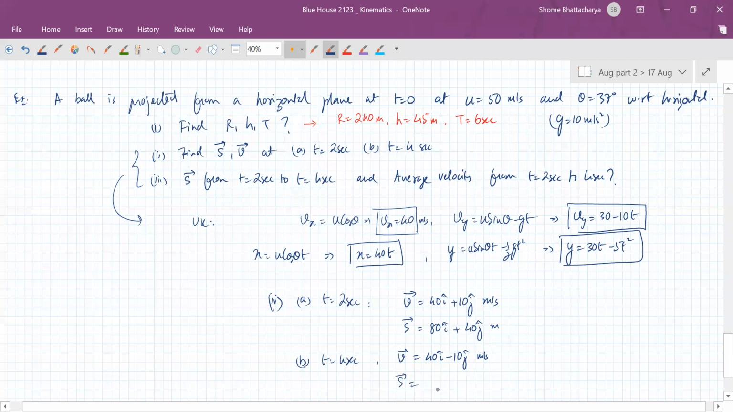Sir, what is written in the third part? Time 2 seconds to 4 seconds. From 2 to 4 seconds. Okay. This part now? Yes, that's the same interval, 2 to 4 seconds. Yeah, so this is 160.